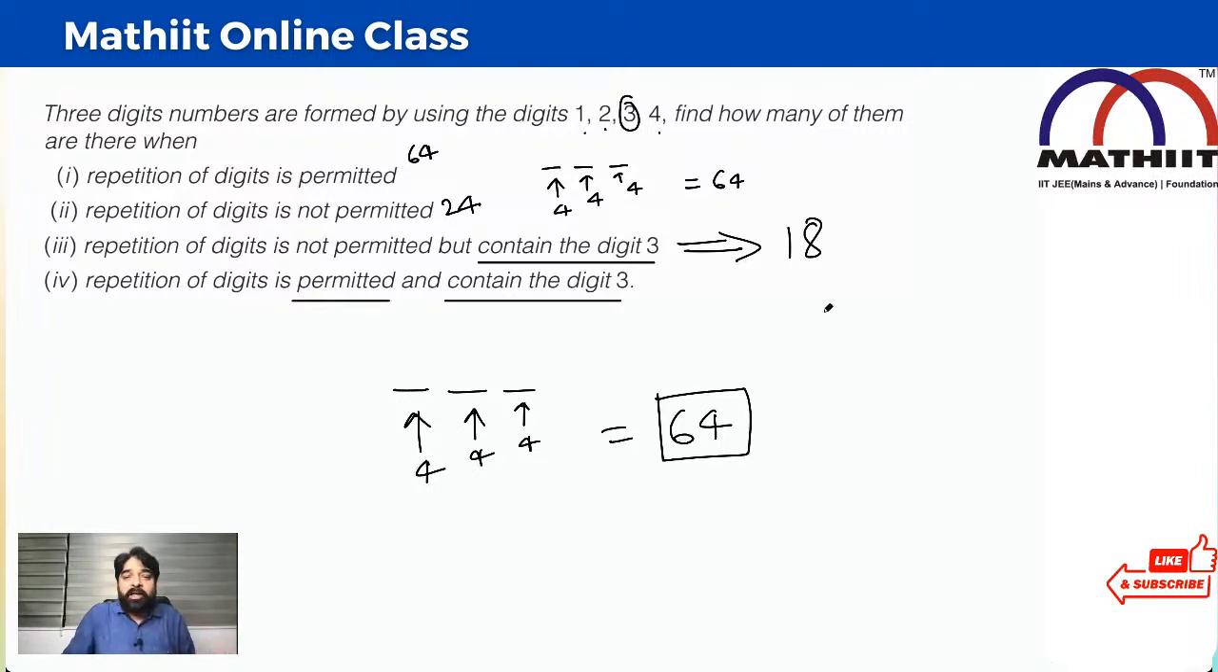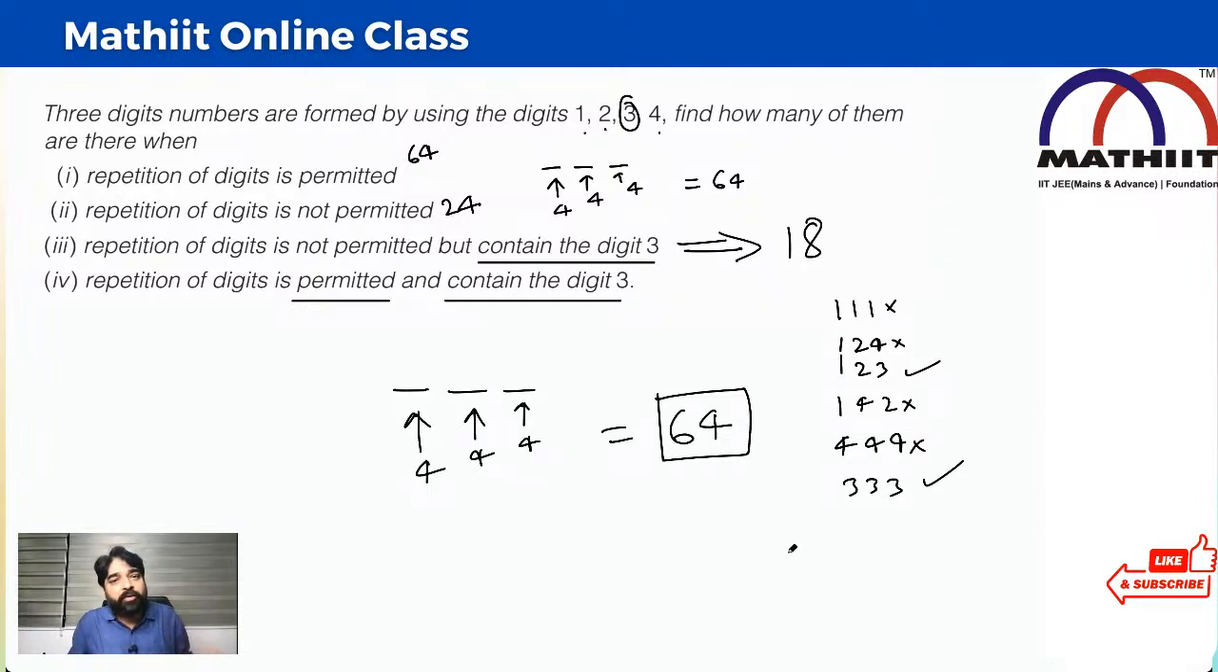In those 64, there may be numbers like 111, 124, 123, 142. Yes or no? Or maybe 444, or maybe 333. What do I want? I want all the numbers where 3 comes at least one time. 3 should be contained. It means I don't want this, I don't want this, I don't want this. But I want this. I want this.